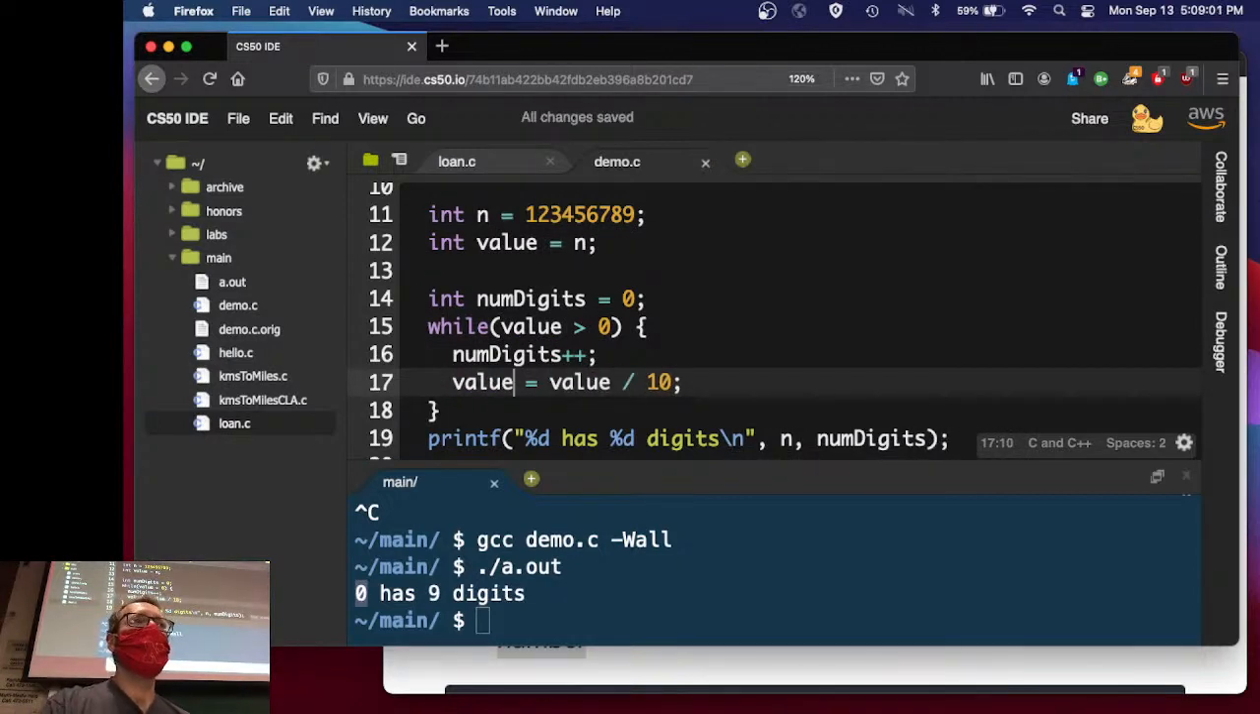And that was a lot of cut and pasting. How could I have saved myself some work by modifying line 17 here? Value is equal to the value divided by 10. Is there a shorthand way of doing that? Yeah. Divide equals 10. Right? Again, syntactic sugar.